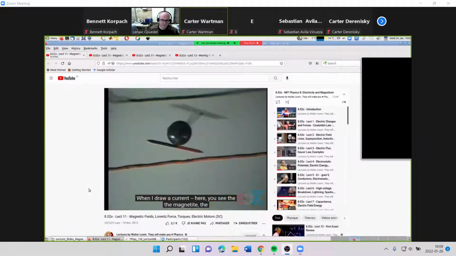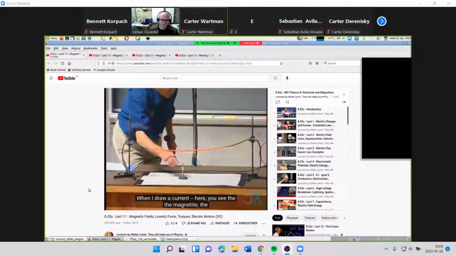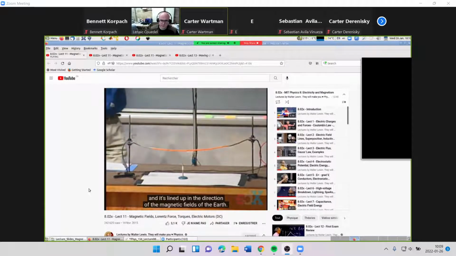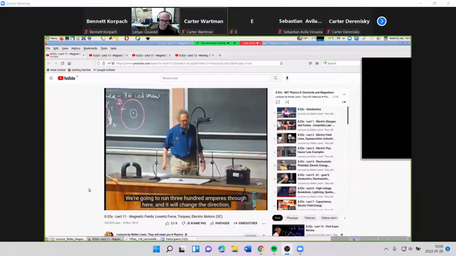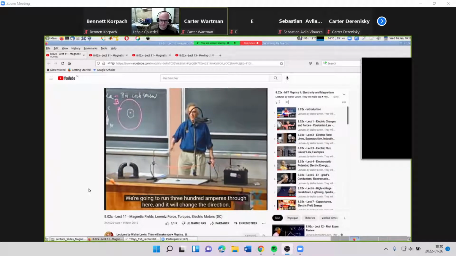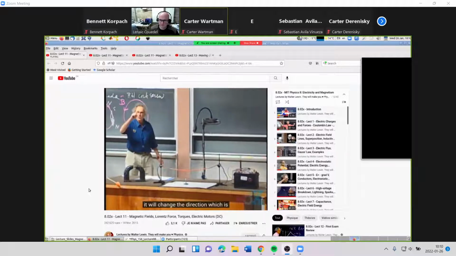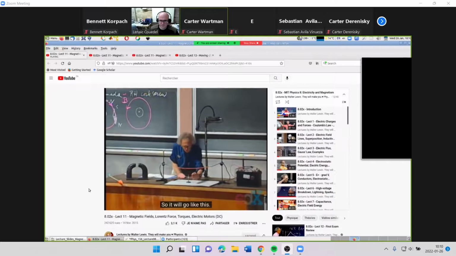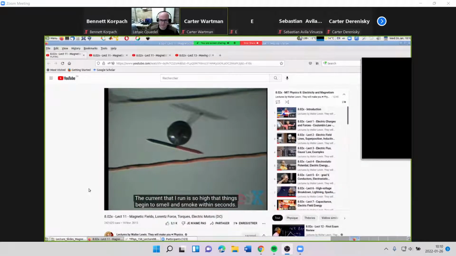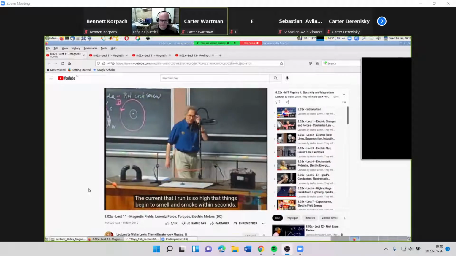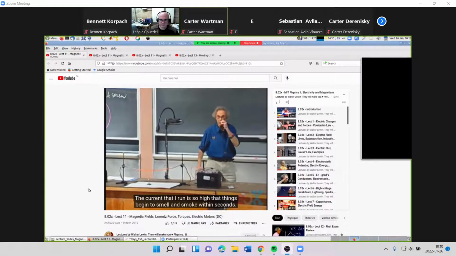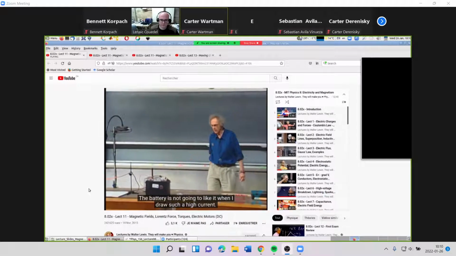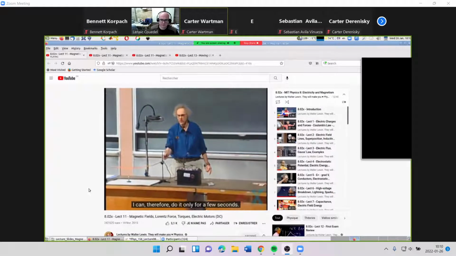When I draw a current, here you see the magnetite, we call it a compass nowadays, and it's lined up in the direction of the magnetic field of the Earth. We're going to run 300 amperes through here, and it will change the direction. There's going to be a magnetic field around the wire like this, so it will go like this. The current that I run is so high that things begin to smell and smoke within seconds. The battery is not going to like it when I draw such a high current. I can therefore do it only for a few seconds.